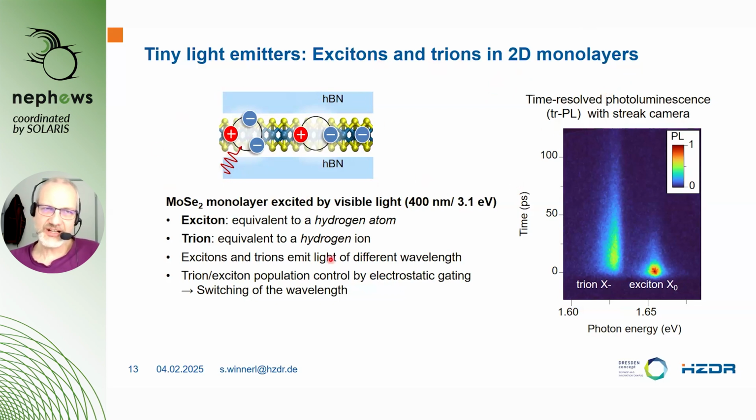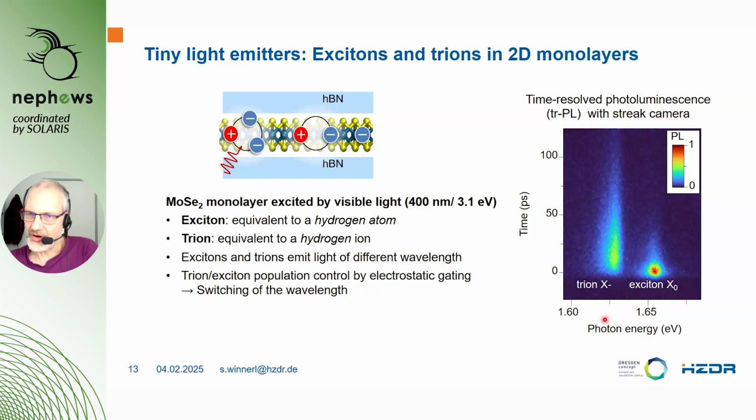The next example is about tiny light emitters, namely excitons and trions in 2D monolayers. In materials like molybdenum diselenide, where a monolayer is a direct semiconductor, an exciton is an electron-hole pair, the equivalent to a hydrogen atom, and trions, two electrons and one hole, a three-particle system equivalent to a hydrogen ion. These can form in this material, and they can recombine and emit light.